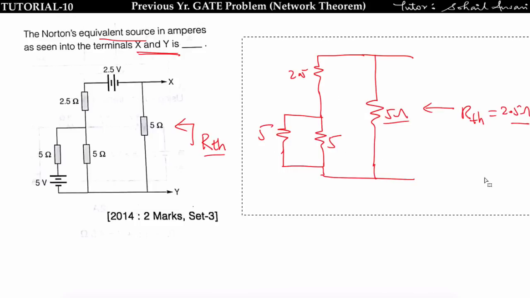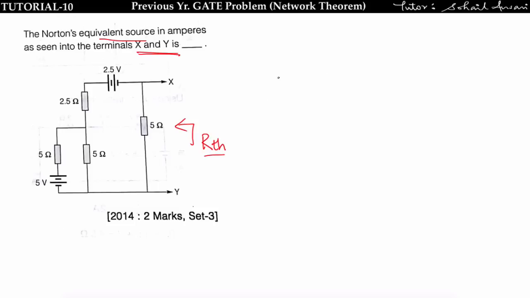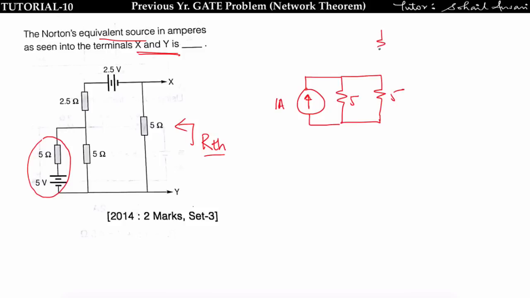Now find the Norton current. For finding the Norton current, I will change this practical voltage source into a current source by using source transformation. Then I will get this 1 ampere current source in parallel with 5 ohm, then again in parallel with 5 ohm, this is 2.5 ohm, and I am having a voltage source of 2.5 volt.